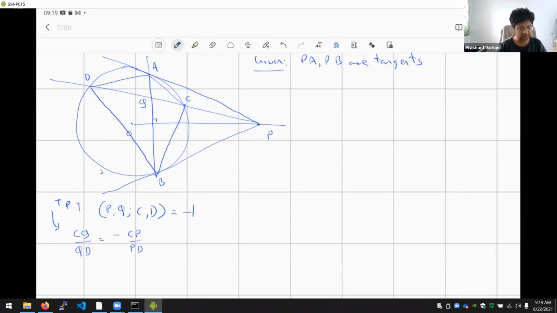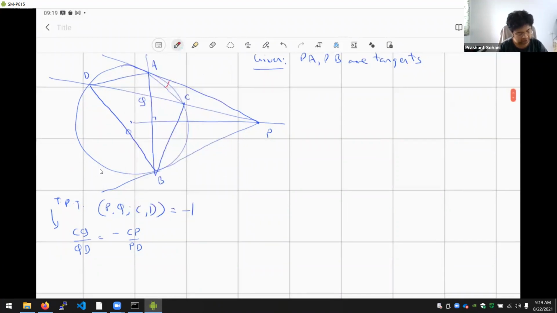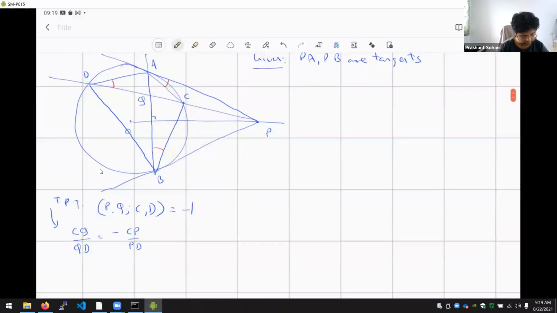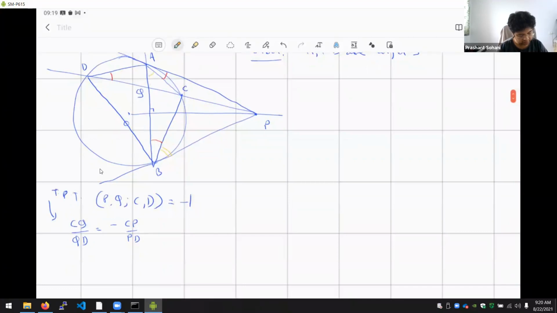So what are the various similar triangles that you can see here? Or rather, first, even before looking at similar triangles, let us look at what angles can be equated. So for example, I can see this angle is equal to this angle by the tangent secant theorem, and that is also equal to this angle. Similarly, by symmetry, I can do the same thing for the other side also. So basically this angle equals this angle. So which similar triangles can you see?